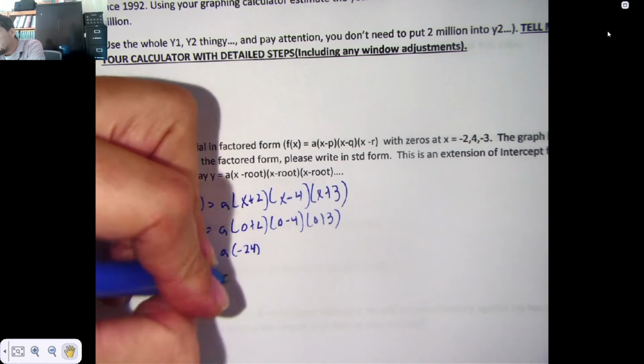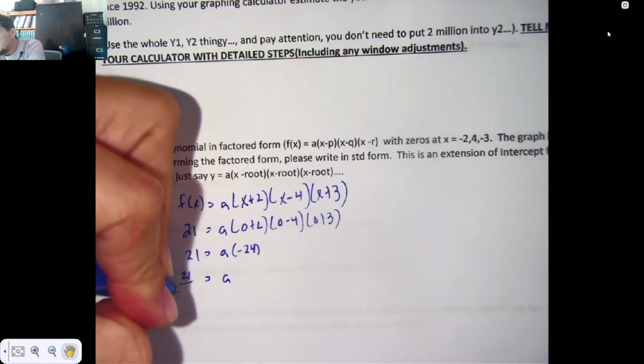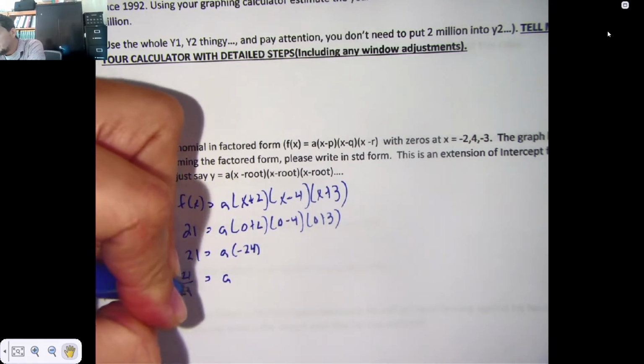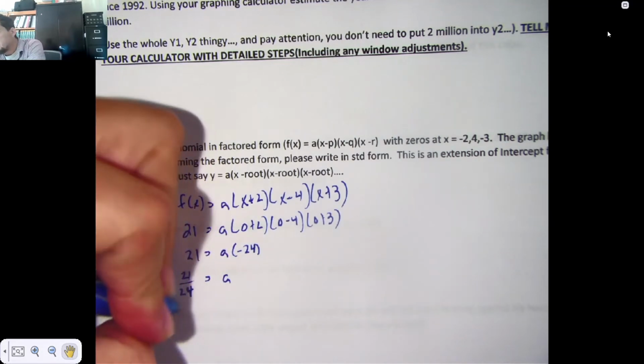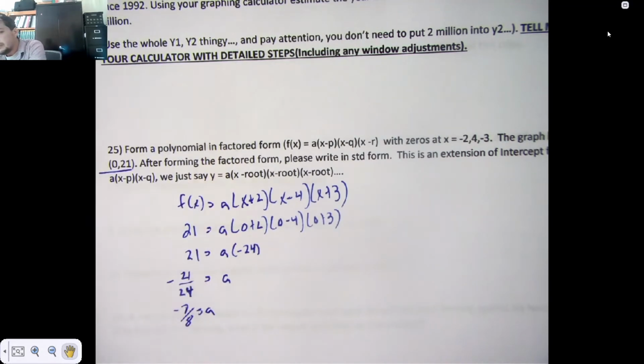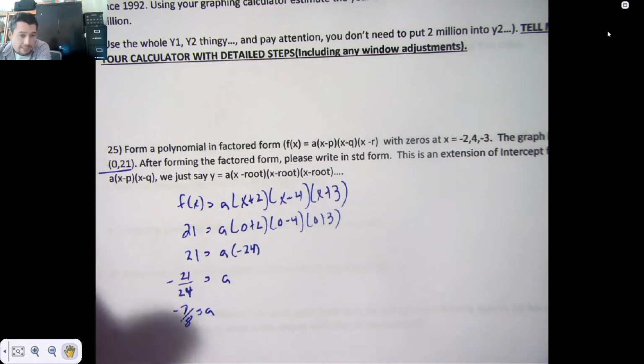Anyways, I'm going to divide out my -24. And that'll reduce, won't it? Are both those divisible by 3? That's -7/8. That's my a value. That was the easy part, kids.